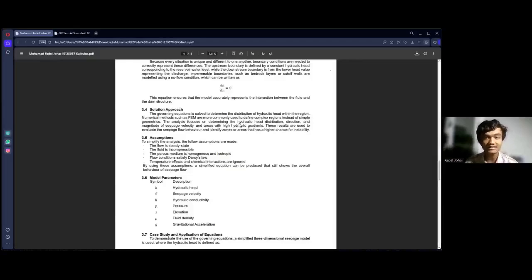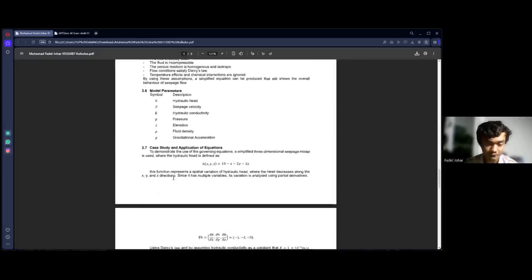First, the flow is steady state. Second, the fluid is incompressible. Third, the porous medium is homogeneous and isotropic. Fourth, the flow conditions satisfy Darcy's law. And finally, temperature effects and chemical interactions are ignored. By using these assumptions, we can create a much more simplified equation that hopefully still shows the overall behavior of seepage flow itself. For the model parameter part, it's just explaining what each symbol means.